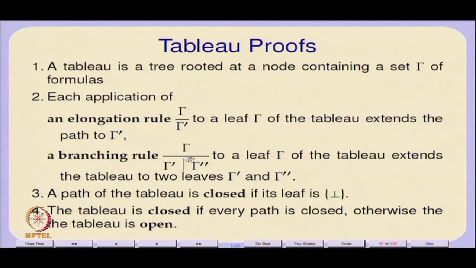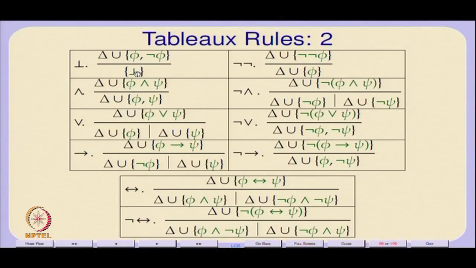A branching rule of this form applied to a leaf gamma of the tableau extends the tableau to two leaves, gamma prime and gamma double prime. A path of the tableau is closed if its leaf is bottom. This is something that was not there in the original set of rules. I only stated it, but now we actually do have a rule for it, and what we are saying is you cannot extend that path anymore, because there is absolutely no rule which can be applied to this symbol.